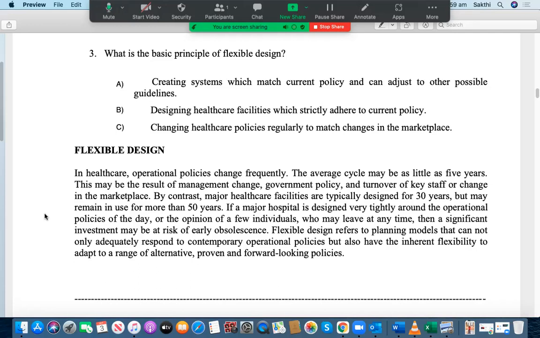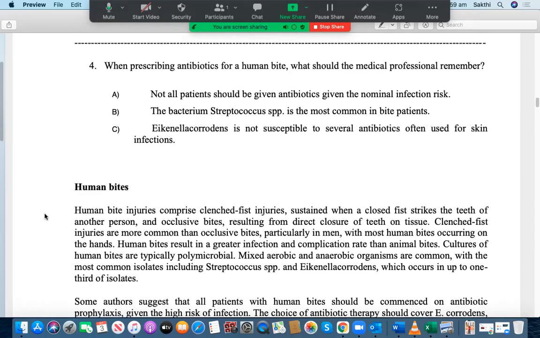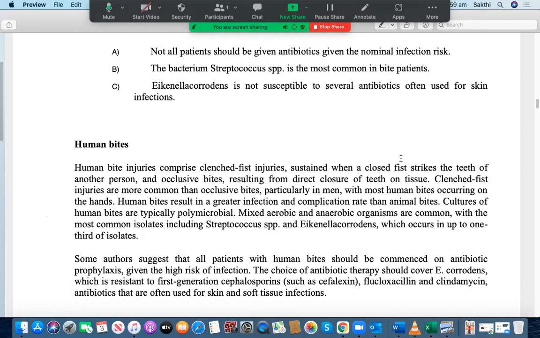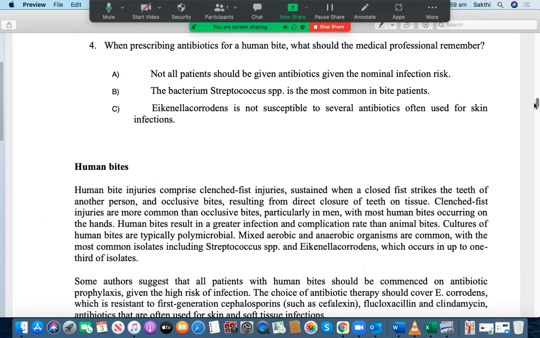Okay, all right, let me move on to the next one. One minute is over for that, so I'm moving on to this one. So this is the next question. I have to just move it a bit so that you'll get to know exactly what it is. Okay, this is the one.